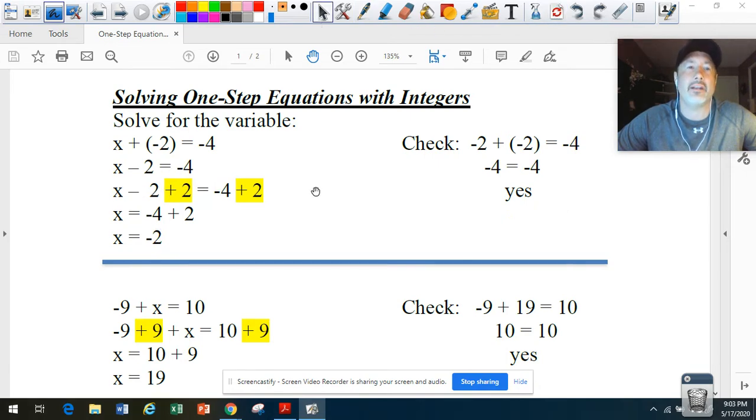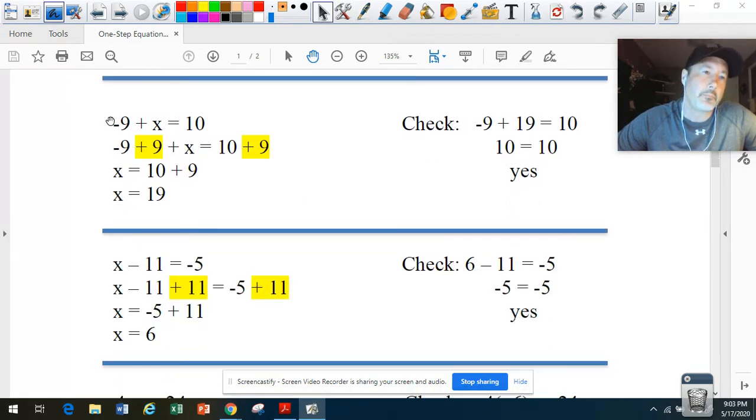Let's go down to our next one. I have -9 plus x equals 10. Well, the plus x just stays the same. There's nothing wrong there. We really don't need to change anything up. This is a negative 9. The opposite of negative 9 is positive 9. So we're going to add 9 to both sides here. That's going to be the key here.